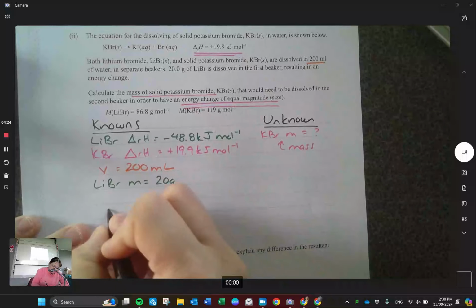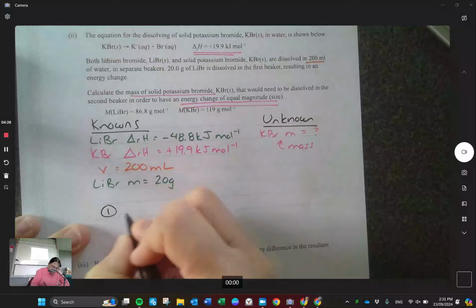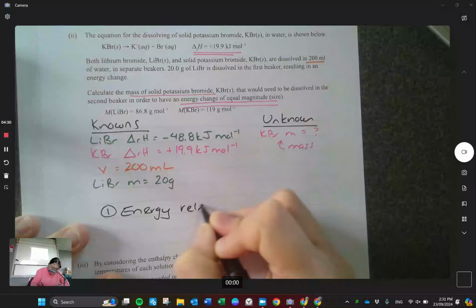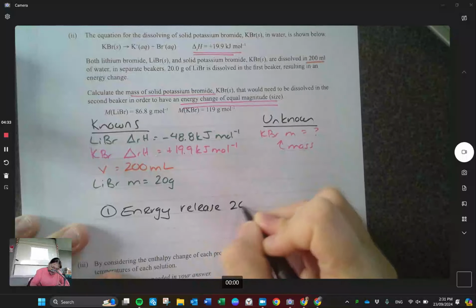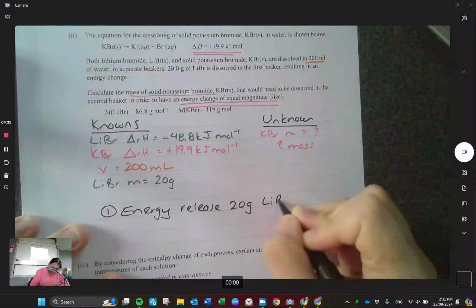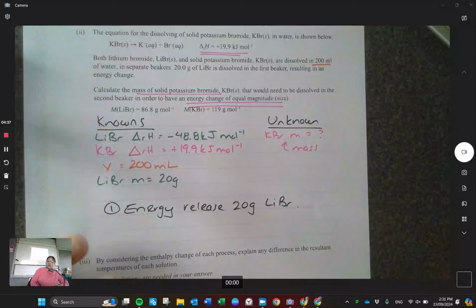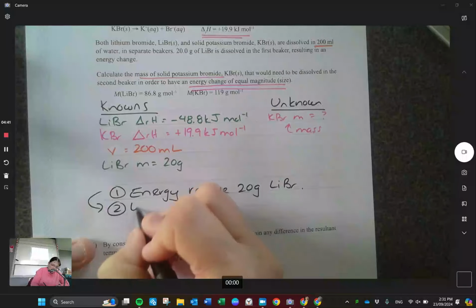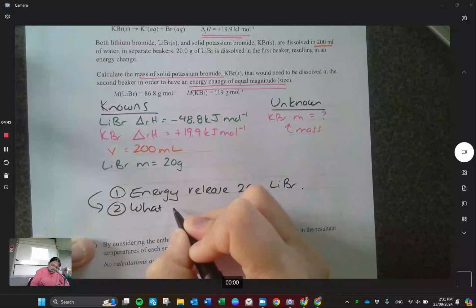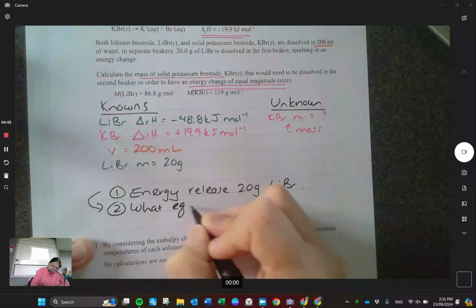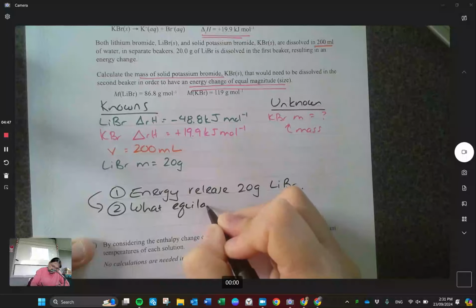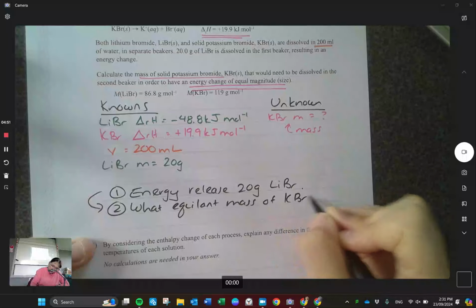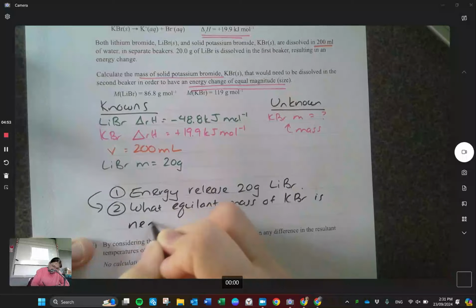So step 1, we need to know the energy release for 20 grams of lithium bromide. And then once I have step number 1, I can use that for step number 2. What equivalent mass of potassium bromide is needed for the same energy change?